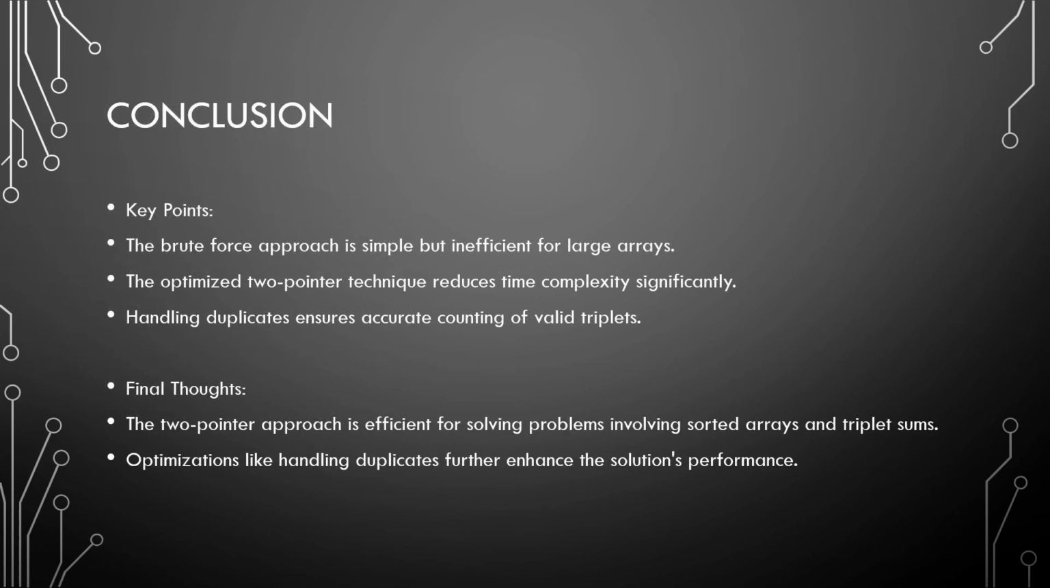In conclusion, the brute force approach, while simple, becomes inefficient for larger arrays. The optimized two-pointer technique significantly reduces the time complexity, making the solution scalable. Handling duplicates properly ensures that we count valid triplets accurately. This approach is an excellent example of how thoughtful optimization can drastically improve the efficiency of an algorithm.